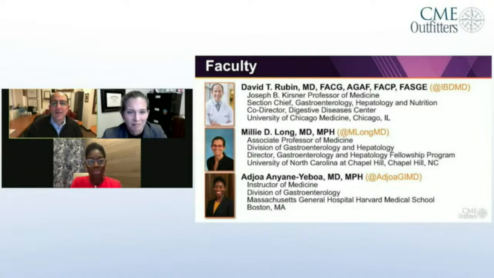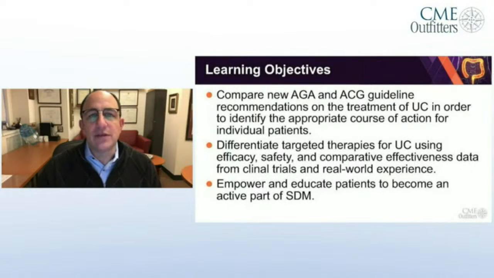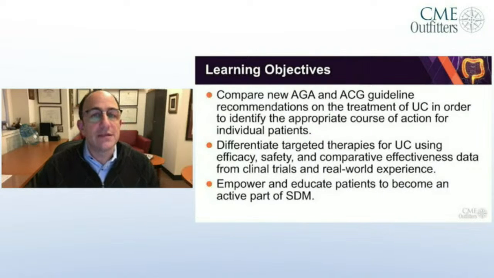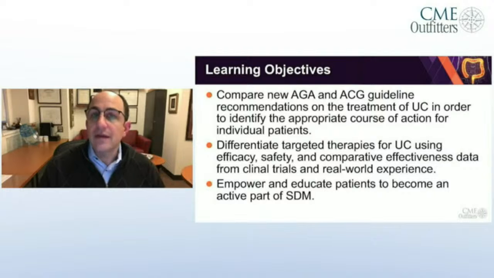Okay, well, let me review our learning objectives so that we're all on the same page. Our first learning objective is to compare the new AGA and ACG guideline recommendations on the treatment of ulcerative colitis in order to identify the appropriate course of action for individual patients. Our second learning objective is to differentiate targeted therapies for ulcerative colitis using efficacy, safety, and comparative effectiveness data from the clinical trials as well as the real-world experience. And our third learning objective is to empower and educate patients to become an active part of shared decision-making.